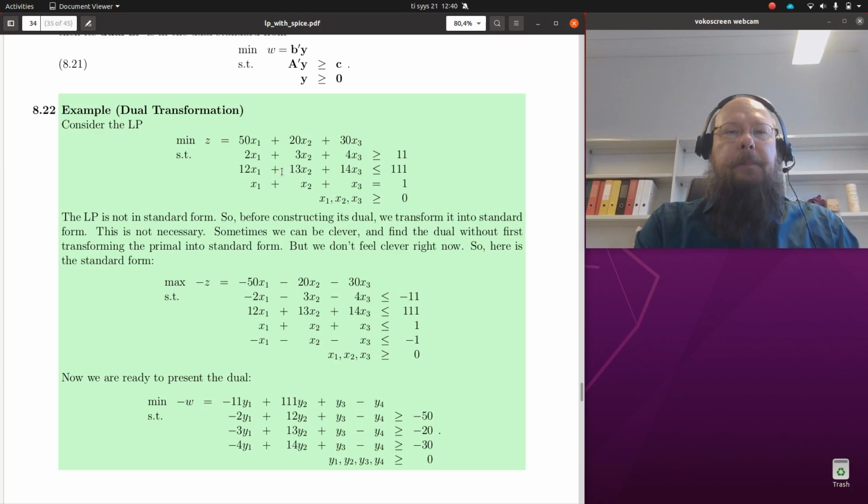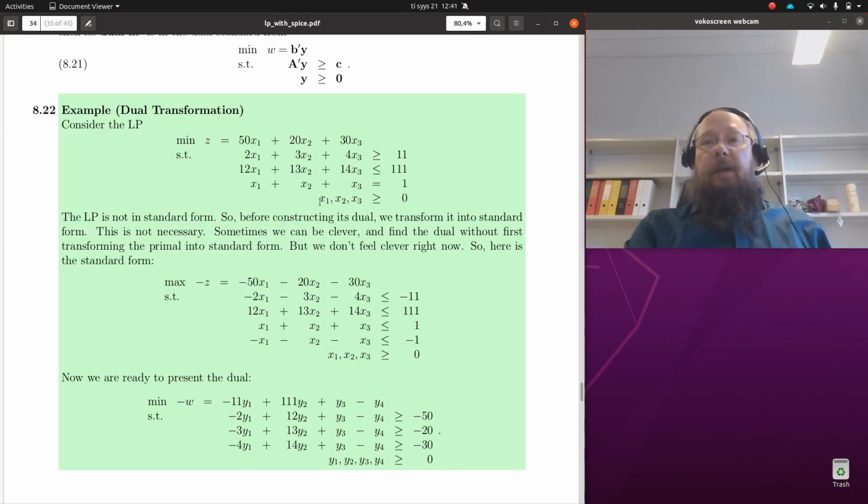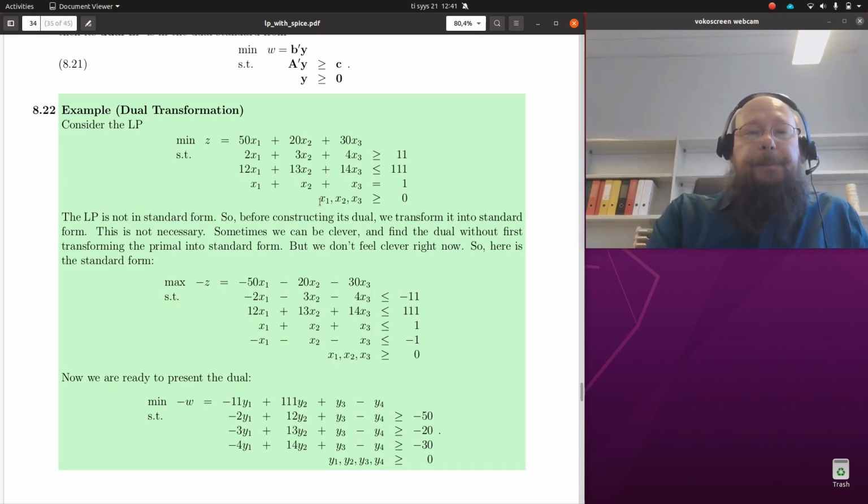And then this equality turned into two inequalities. So this thing here is less than or equal to 1, and minus this thing here is less than or equal to minus 1. And the sign constraints, we had those there already for all, so that's nice. The step 4 where we had to split things into positive and negative parts, we didn't need that. Okay, so here we have a standard form. So how do we then transform this into its dual?